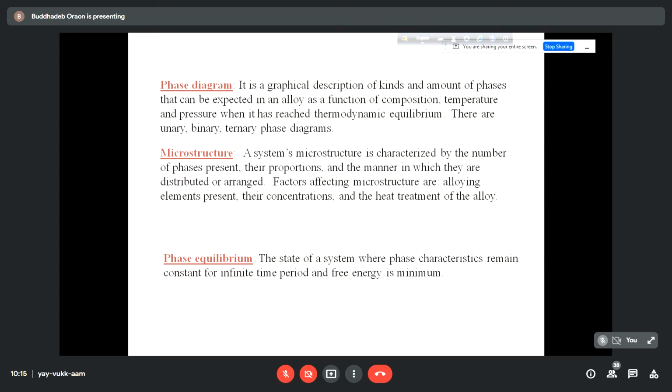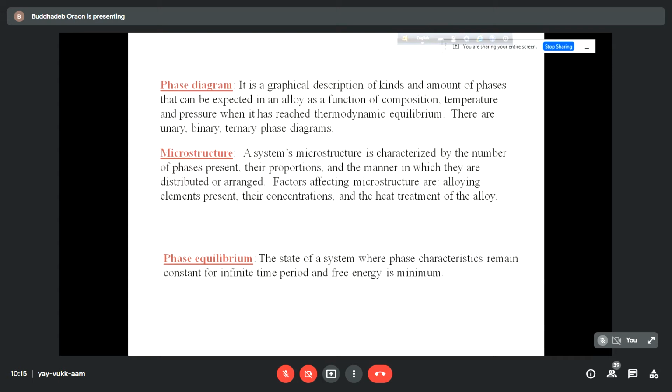Here at this point, I should mention that when you are talking about the solid phase diagram, the role of pressure is not that significant. But in case of liquid or gaseous phases, the pressure may be a very important factor or parameter. So this is the phase diagram.